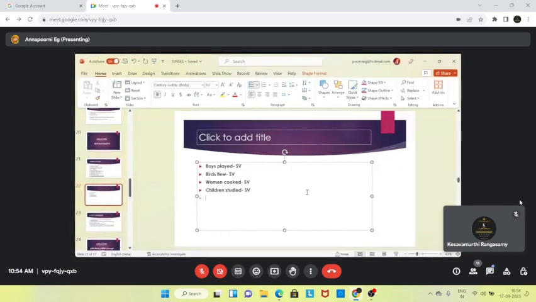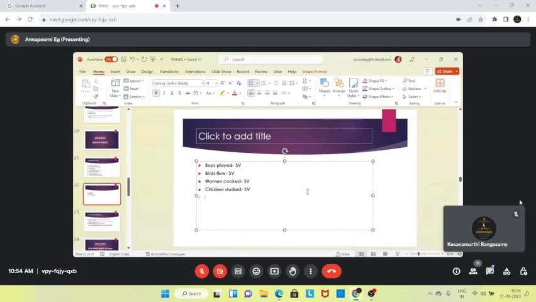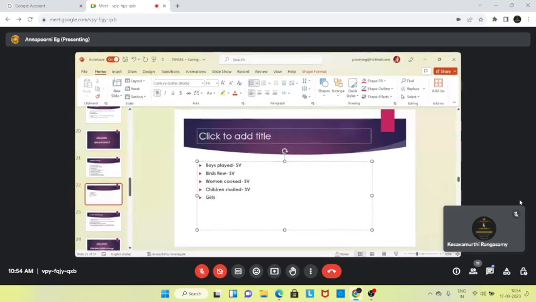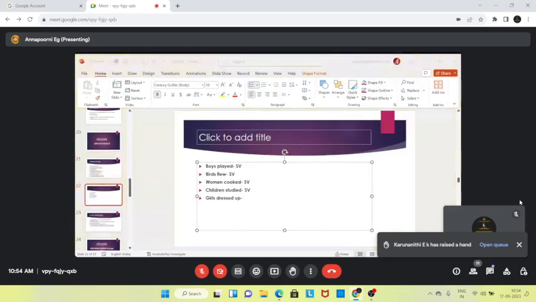Yes, ma'am. Girls' toilet, girls. Girls' cupboard. Cupboard, that will be an object. I want a verb. I can say girls dressed up. Yes, someone has raised their hands. Yes, please. I, ma'am. Sorry, I eat.